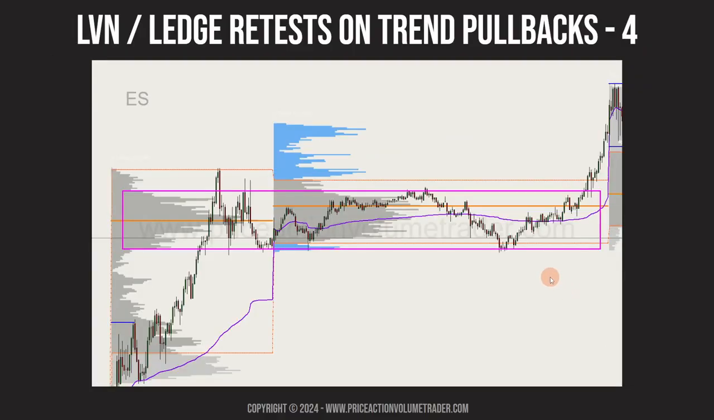Here we have another example in the S&P market, very similar to the last one we saw. Again, very clear high volume node marked here. Overall market structure is to the upside on these lower time frames.